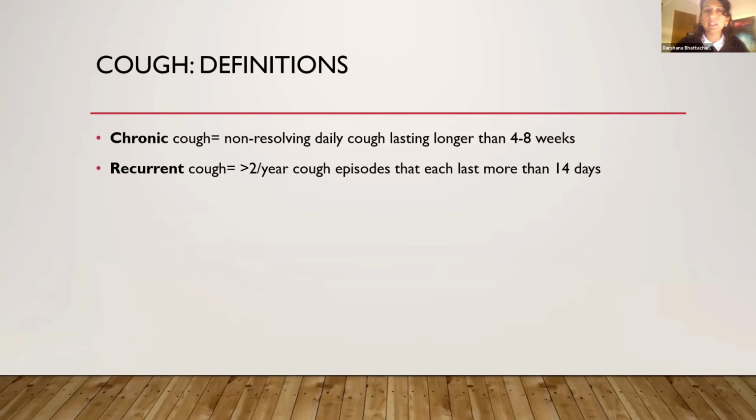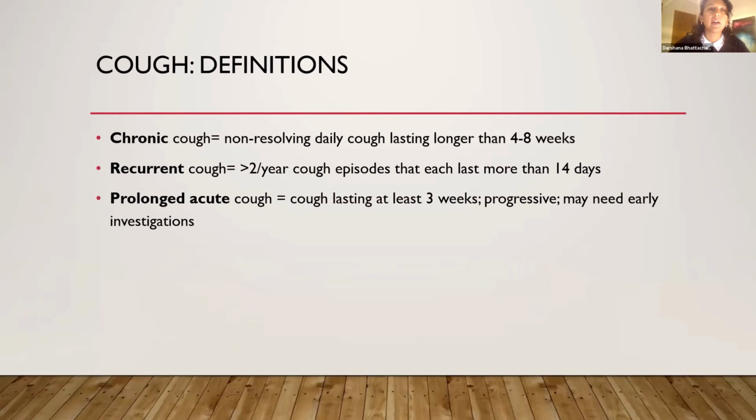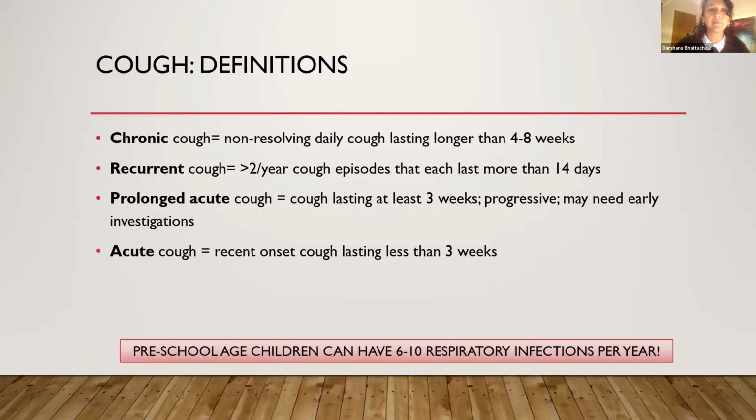Now, a recurrent cough is a little bit different in that this is where a child has 2 or more cough episodes per year, and each episode lasts more than 14 days. Slight variation on the chronic cough is the prolonged acute cough, where a child has a cough lasting at least 3 weeks, which might be getting worse and may need early investigations. And the simplest definition is your acute cough, which is a recent onset cough lasting less than 3 weeks. But really, try and get the chronic cough definition into your head as the most useful one here.